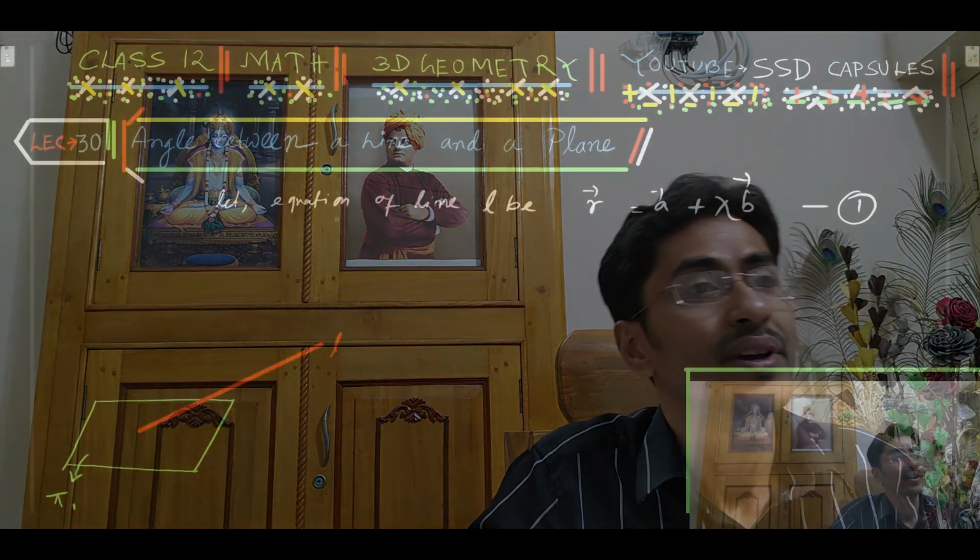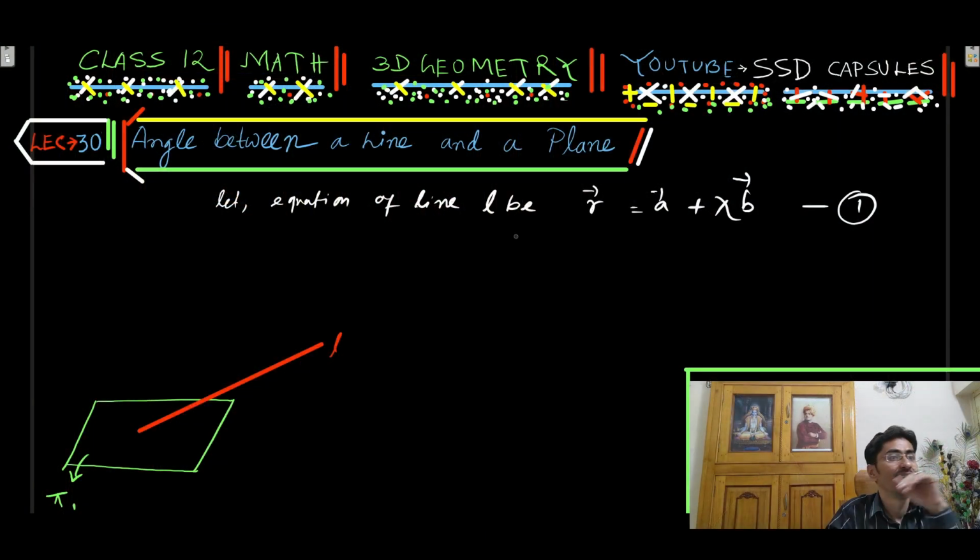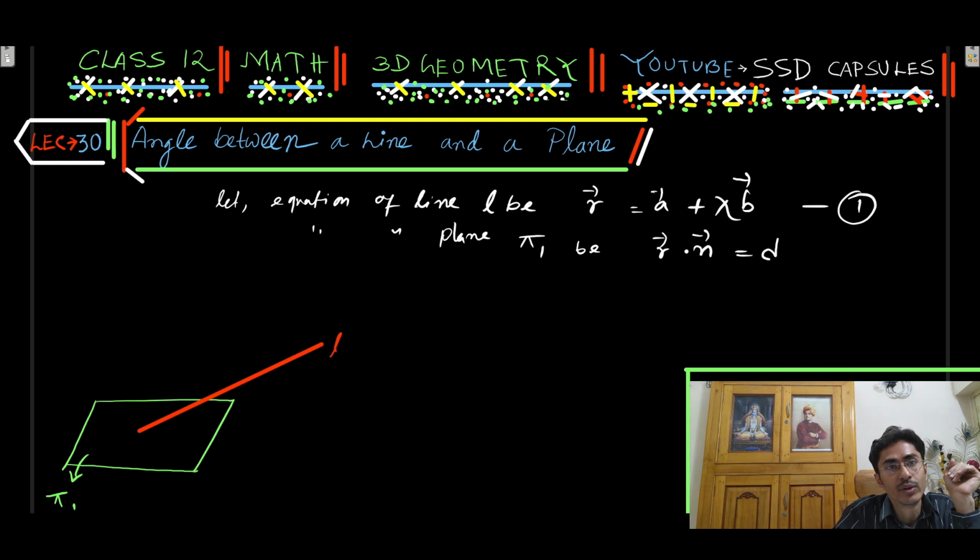So my humble request to you, if you come directly to this lecture 30, then first go through all my previous lectures, especially lecture 7 and lecture 20, then come to this lecture, then everything you can understand very easily. So equation of the line L be this, and equation of the plane pi 1 be r vector dot n vector equal to d. This is the equation of a plane in normal form.